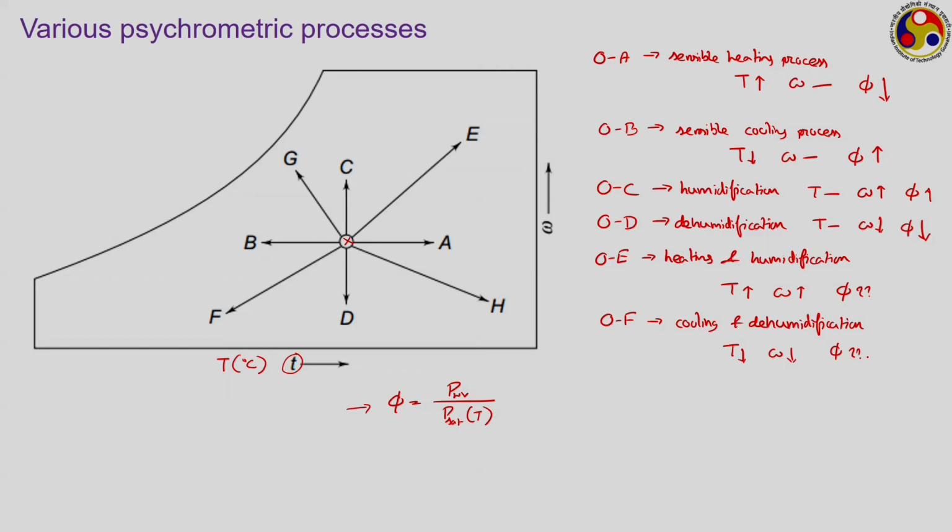So, during this process, just opposite to the previous one, temperature decreases, omega decreases, and again we are not sure about the changes in phi, because in the expression for the relative humidity, both the numerator and denominator are decreasing. So, the magnitude of phi can change in any direction.